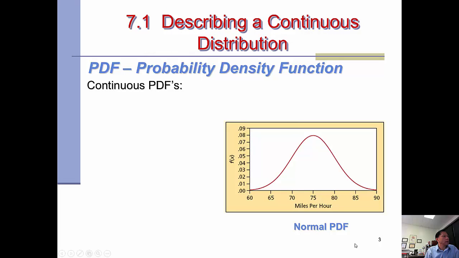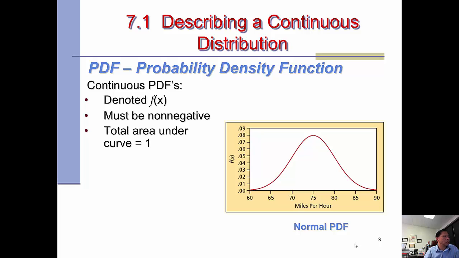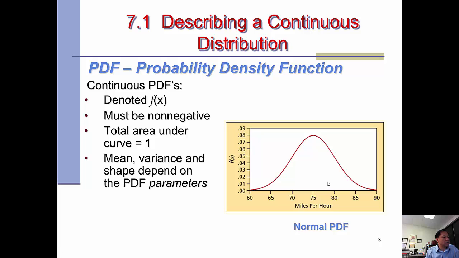For the probability distribution of a continuous variable, we use the PDF, f(x), the probability density function. It must be non-negative because the probability cannot be negative. It's always above 0, right? And the total area under the curve must be 1 because that's all the possibilities. The mean, the variance, and the shape depend on the PDF parameters. What is shown here is miles per hour as a normally distributed PDF.